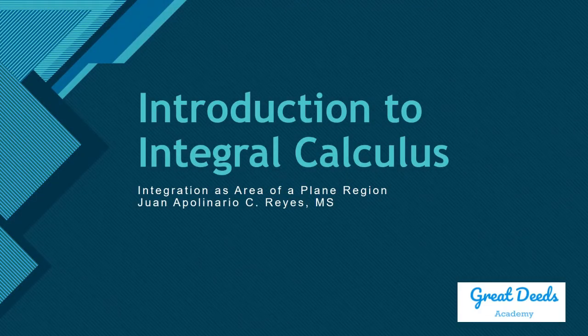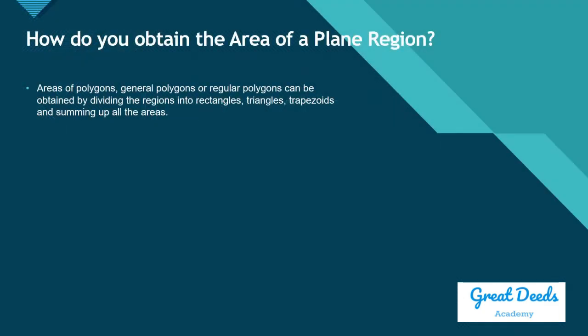Introduction to Integral Calculus. You can look at integral calculus as a coin, and a coin has two sides. One side of it is about the antiderivative, integration as an antiderivative, and the other side of this coin is integration as area of a plane region. So in this lesson, I will talk about integration being about getting the area of a plane region. So how do you obtain the area of a plane region?